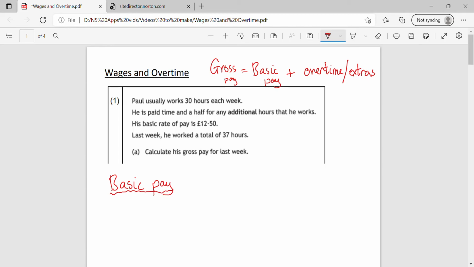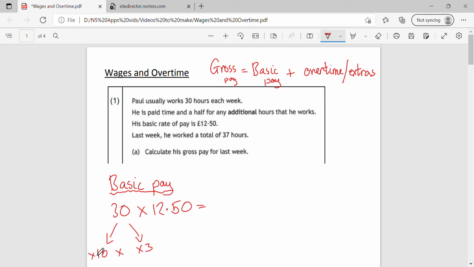So for someone's basic pay, it's just going to be how many hours they are contractually obliged to work. In this case, he usually works 30 hours a week. That's like his contract. And then times his hourly rate, which it says is £12.50. So we're going to do 30 times £12.50. Now I believe this is a paper 1 question, so this will be non-calculator. So if I'm timesing by 30, that's actually the same as times 10 and then times 3, or times 3 times 10.